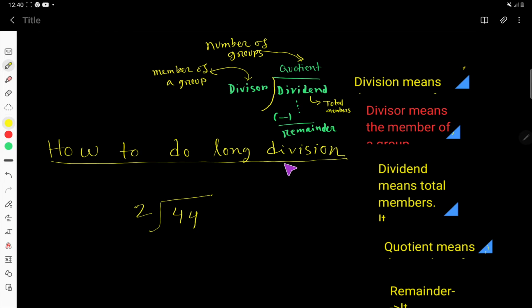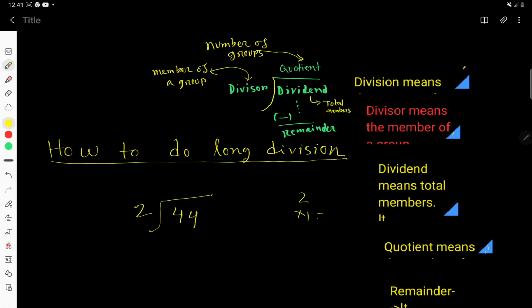So what is long division? Long division is a method to divide long numbers into steps or parts. So let us divide. So look, consider the first digit of the dividend. 2 goes into 4 how many times? So at first you need multiplication table of 2.